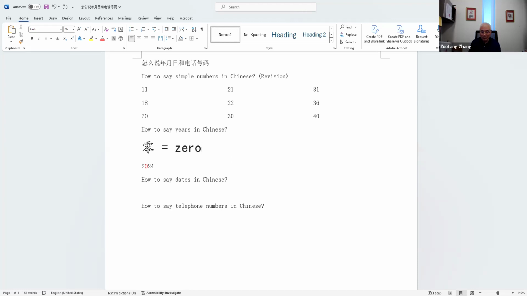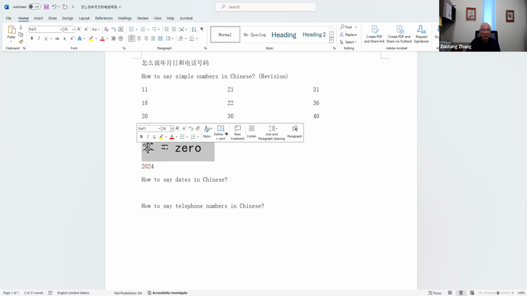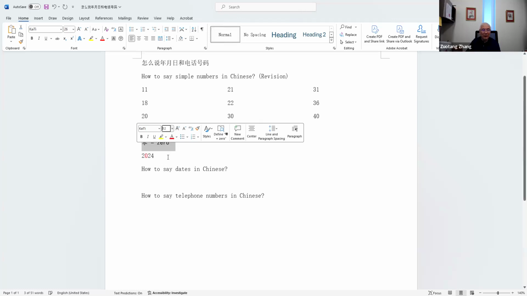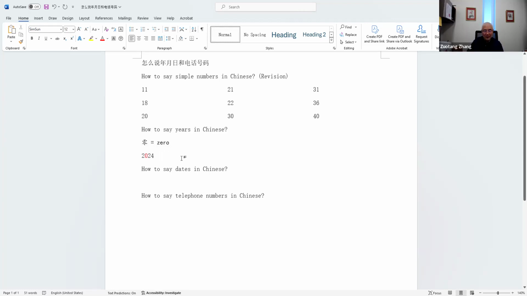That's Ling. Good. And after learning the word 0, Ling, you'll be able to say a lot of numbers or combinations in Chinese. Good. So I'm going to put these into the normal font, and then that's 2024. Like I just said, it's a number or time straight reading.